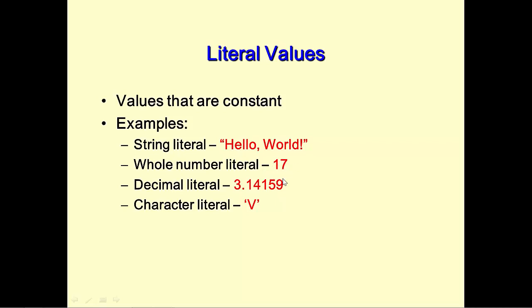It is a whole number 17. It's not going to change. It's always 17. Here's a literal decimal number, 3.14159. And then finally, we have a literal character with V. And again, notice that it's a single quote instead of a double quote. If it was a double quote, that would be a string.